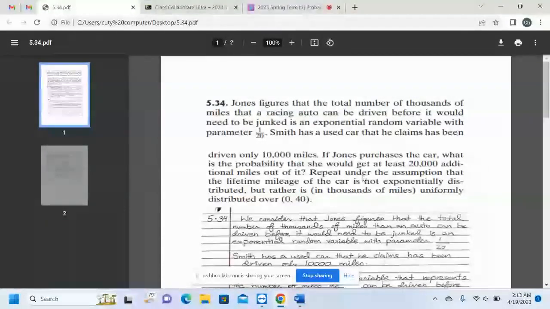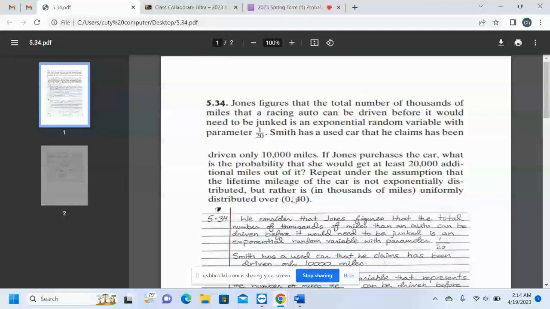Yes, now. Okay. I'm going to present question number 5.34. Jones figures that the total number of thousands of miles that a racing auto can be driven before it would need to be junked is an exponential random variable with parameter 1 over 20. Smith has a used car that he claims has been driven only 10,000 miles. If Jones purchases the car, what's the probability that she would get at least 20,000 additional miles out of it?